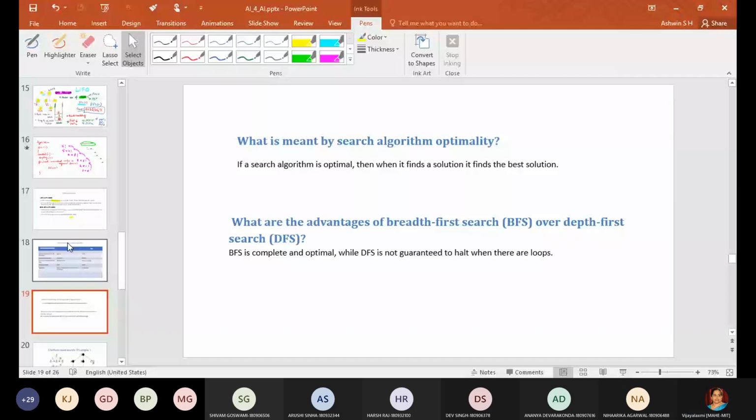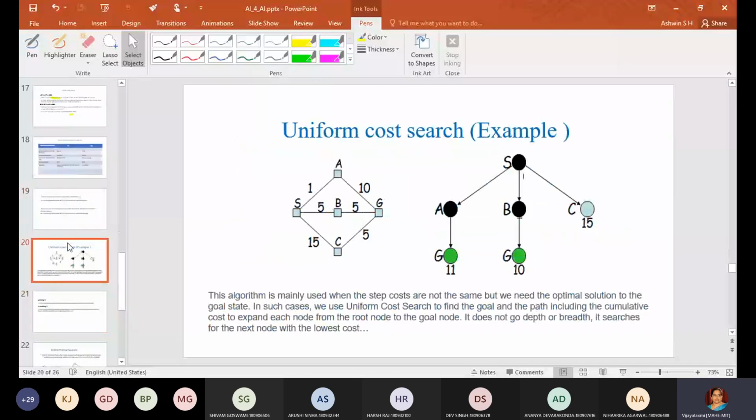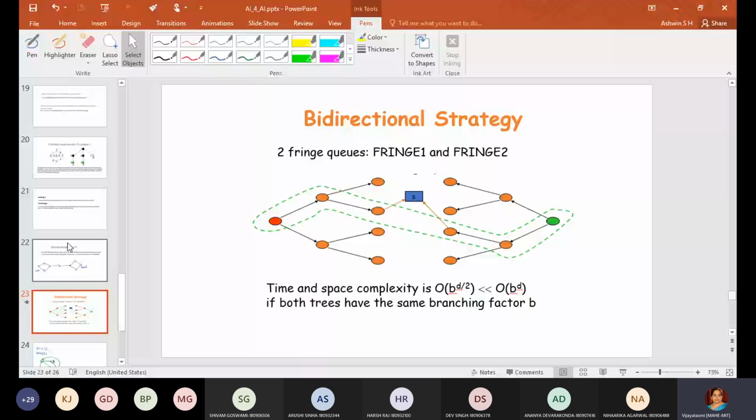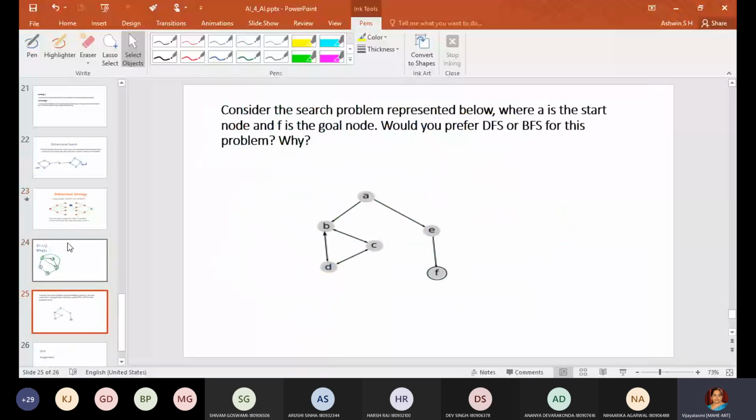What is the basic difference or advantage? BFS is optimal, while DFS is not guaranteed to hold when there are loops. Next comes uniform cost and bidirectional. This I'll explain later. Before that, I want to conduct one quiz.